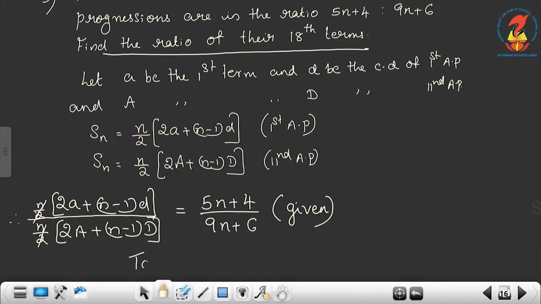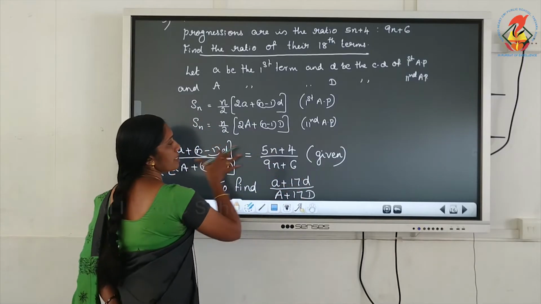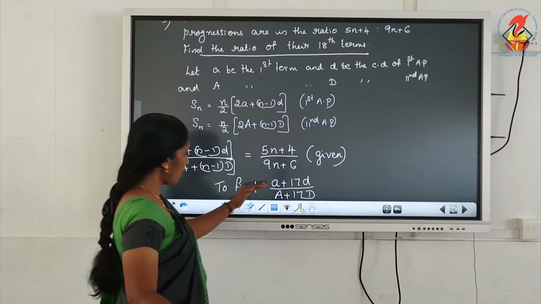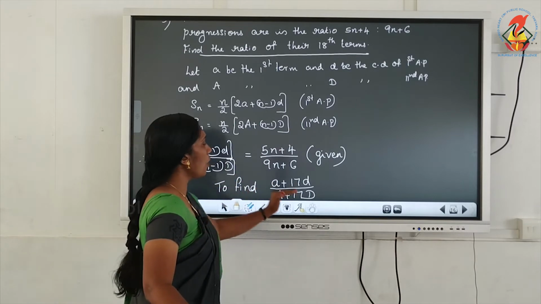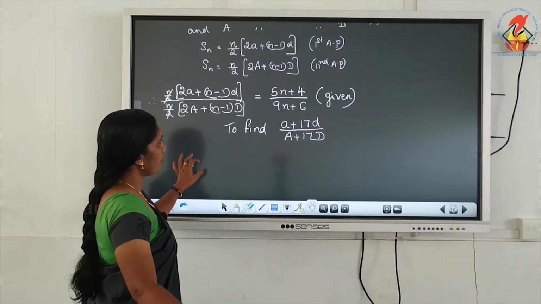So, to find the ratio of their 18th terms. For the first AP, the 18th term is a plus 17d. And for the second AP, capital A plus 17 capital D. So, we have to find this and we know this. This is given in the question. We have to find this. So, from this how do we get this expression? So, we have to use some techniques.